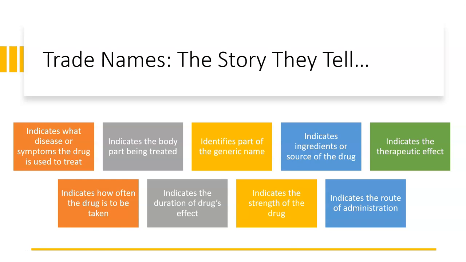And one of the other things that a trade name can tell us is the route that it's being administered. So again, I'm going back to that dermal, Transderm Scop. If you've ever been on a cruise, maybe you got that little round patch you put behind your ear so you didn't feel motion sickness. That's scopolamine, but it's in a transdermal patch, Transderm Scop.